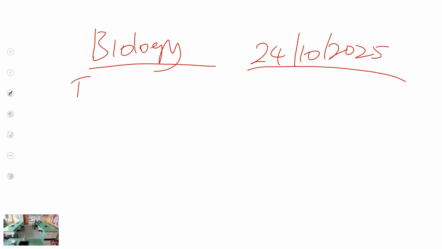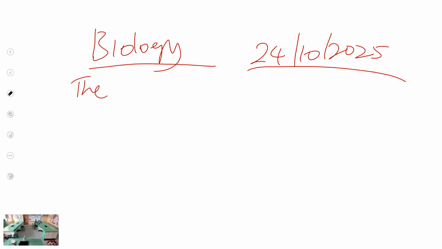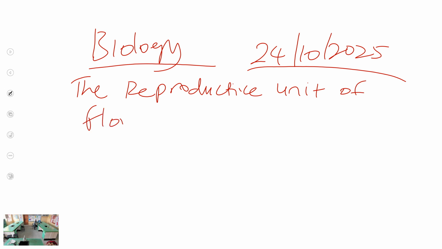We are looking at the reproductive unit of flowering plants. What's our lesson expectation?